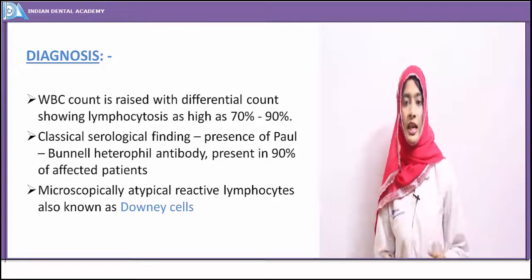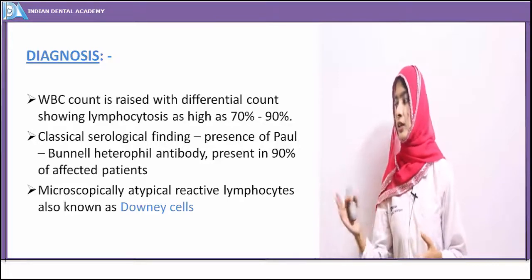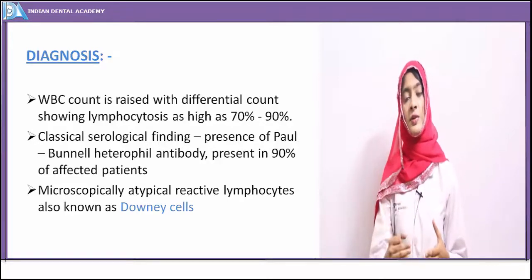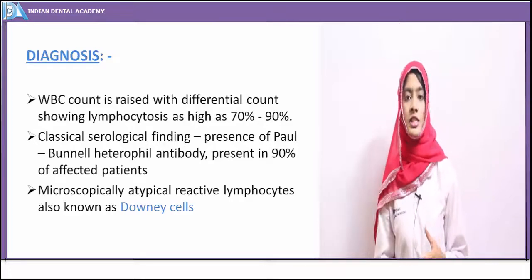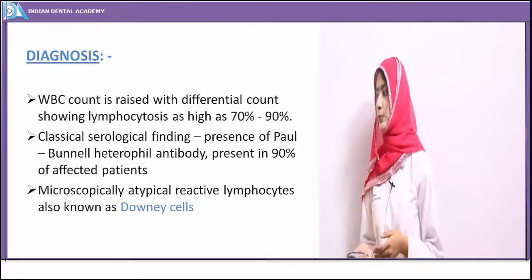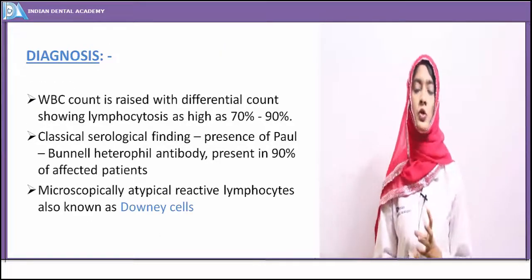That is, they won't have the characteristics of the usual lymphocytes seen. These atypical lymphocytes are reactive in nature. They are also known as downey cells. So that is the diagnostic feature of infectious mononucleosis.